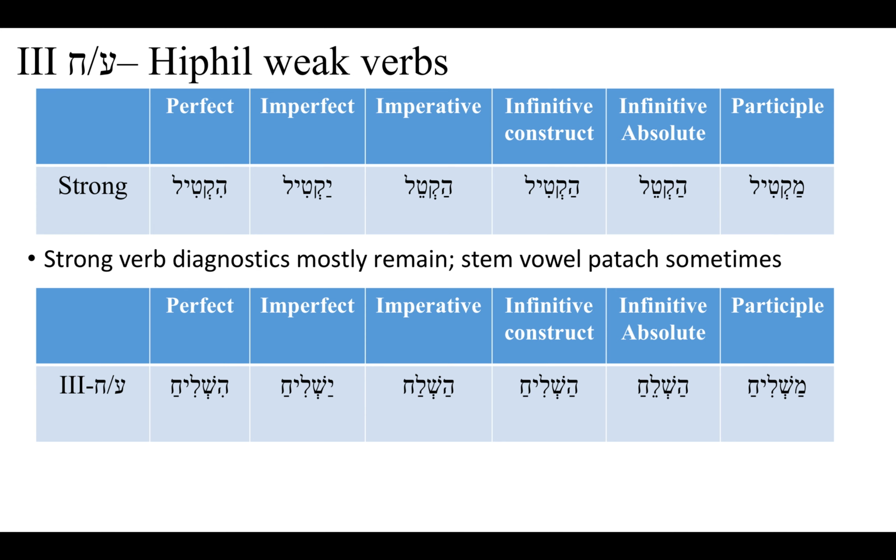So all of these forms stay the same if you look across the board and compare these, with the exception of that patah showing up there, leading into that final het or final guttural form.